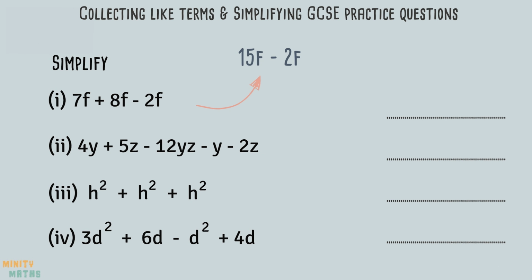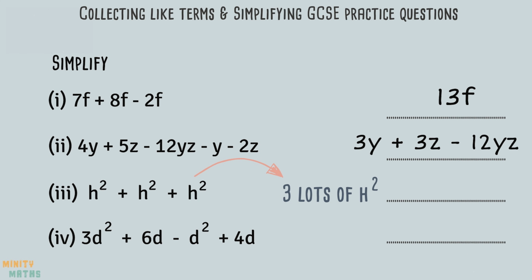For the third question, we are asked to add up 3 lots of h squared. The term h squared will remain the same. Therefore, we have 3h squared.